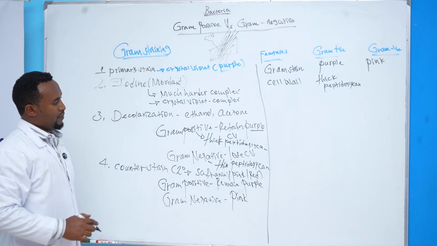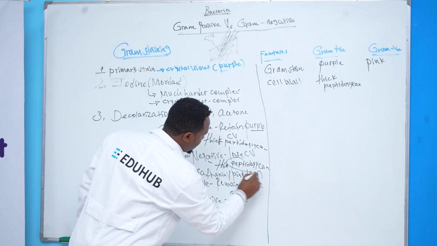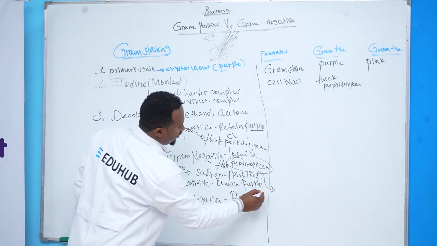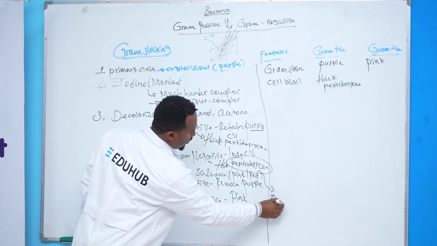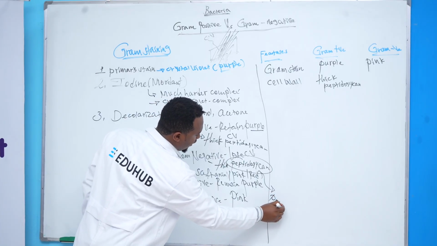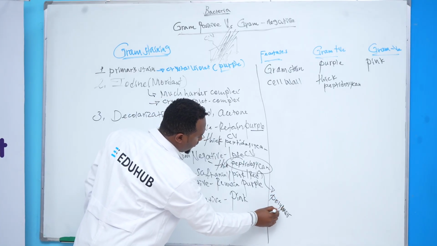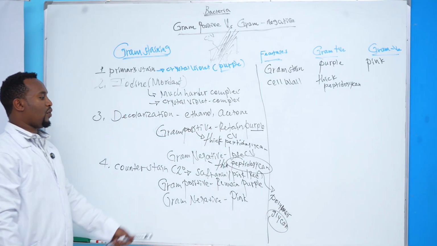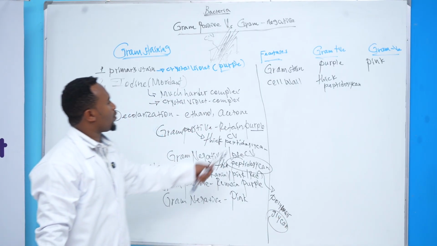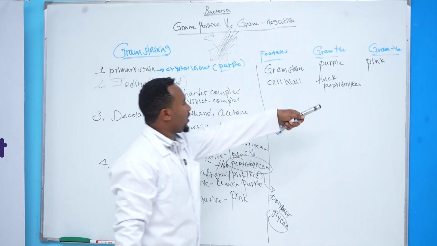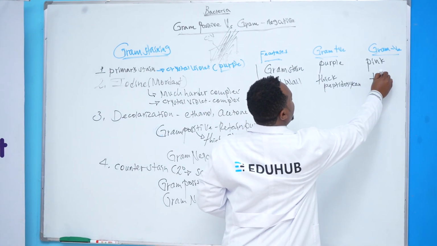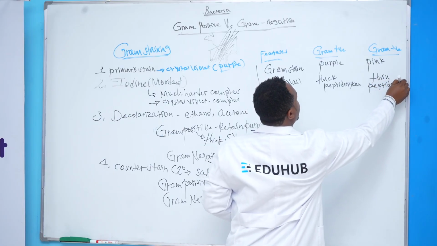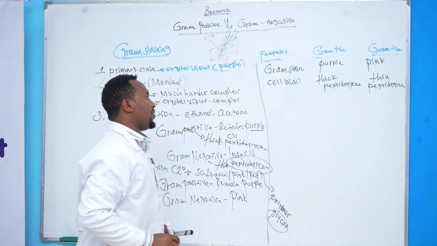Peptidoglycan, what does peptidoglycan mean? It is what the bacterial cell wall is made of. Peptidoglycan is a polymer of glycan, or is made up of glycan chains. That is a polysaccharide. Okay, don't forget. So the cell wall is thick. And gram-negative? It has thin peptidoglycan. This is a basic difference.